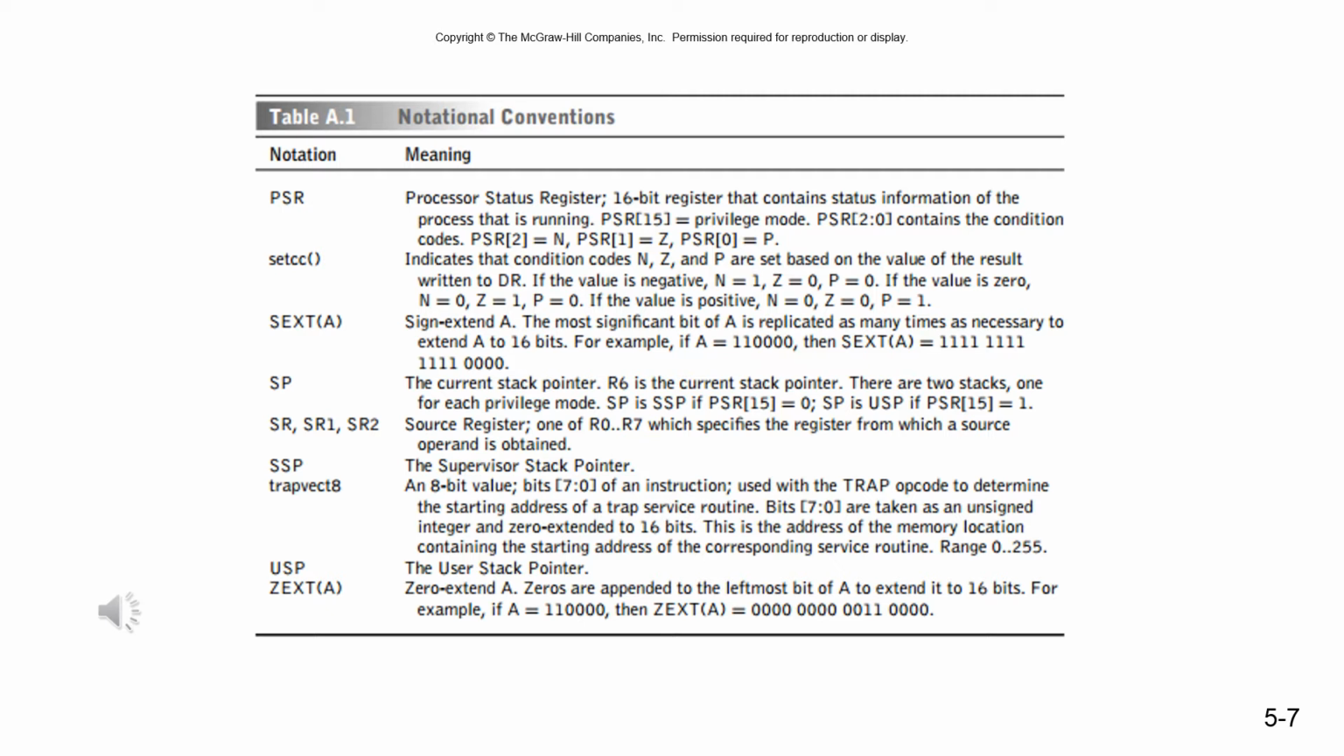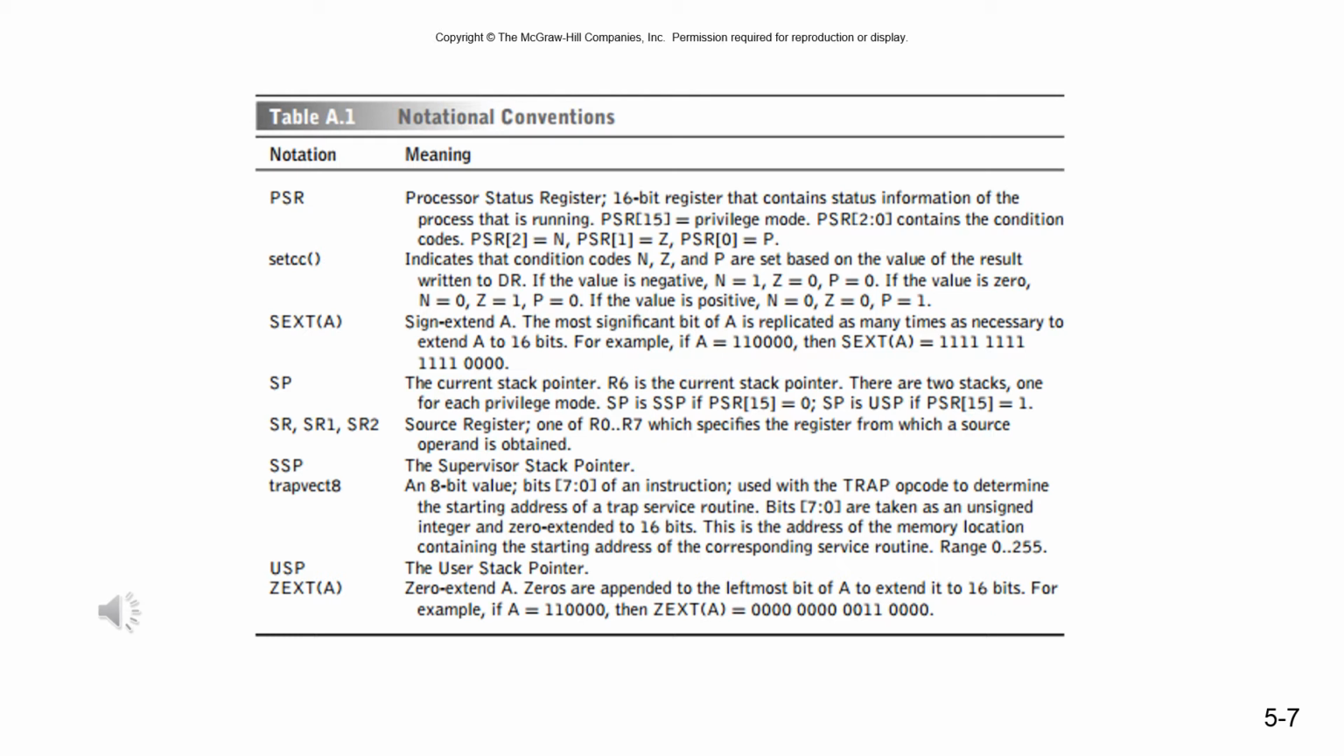SEXTA, sign extend A. The most significant bit of whatever A is replicated as many times as necessary to extend A to 16 bits. So for example, in the immediate mode version of the add command where bit 5 is 1, those 5 bits get sign extended to 16. SP is the stack pointer. We'll get to that. SR, SR1, and SR2 stand for source registers. They're one of the 8 registers, R0 to R7, specifying the register from which a source operand is taken.